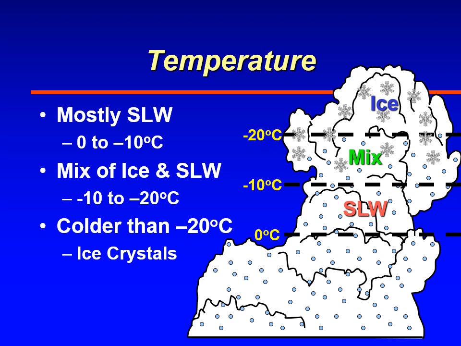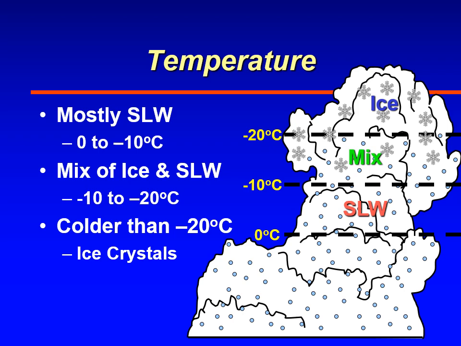Because of that, you tend to find the most supercooled liquid water content in cloud at temperatures between 0 to -10 degrees Celsius. And then we said that certain ice nuclei start working at about -12 to -15 degrees Celsius. So as a result, somewhere between -10 to -20, you start to see a mix of ice crystals and liquid water droplets in cloud.